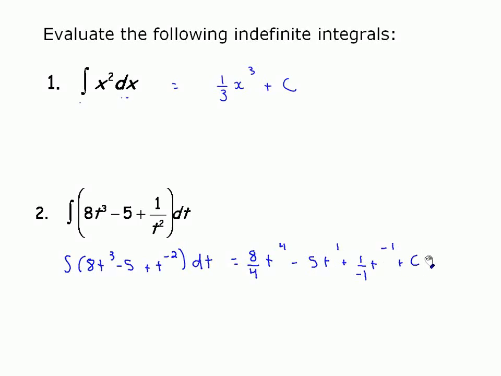So that's looking pretty routine. Cleaning it up will give us 2 t to the 4, then minus 5t, and then minus t to the negative 1, plus c. Okay, so nothing really new, just the notation.